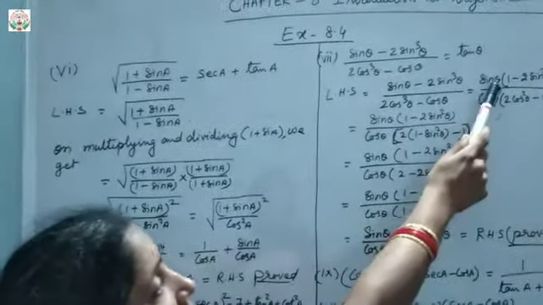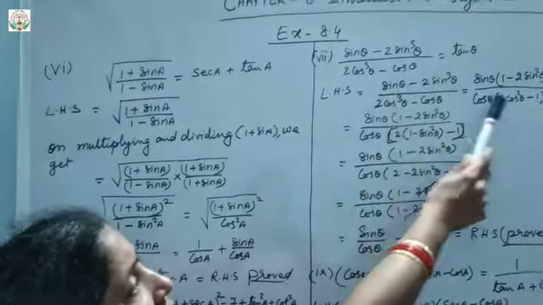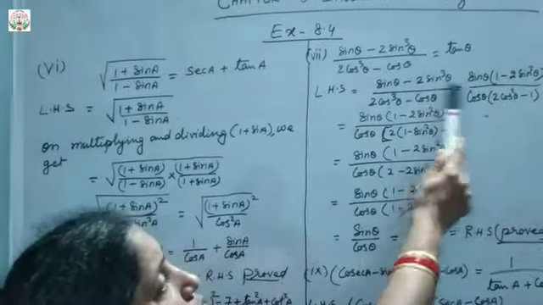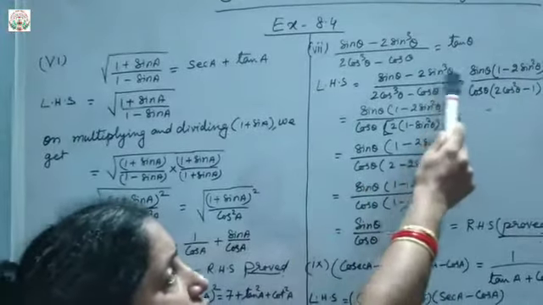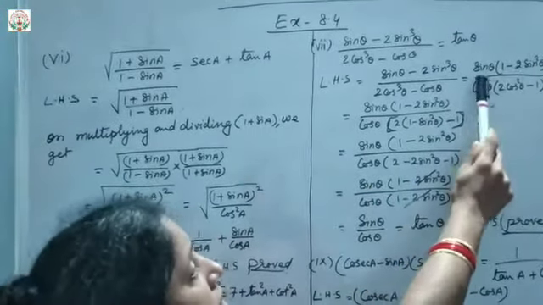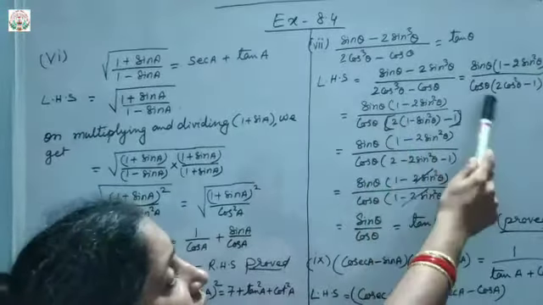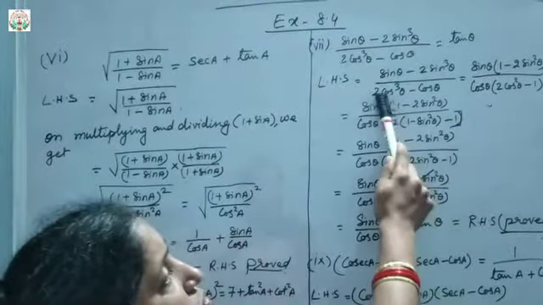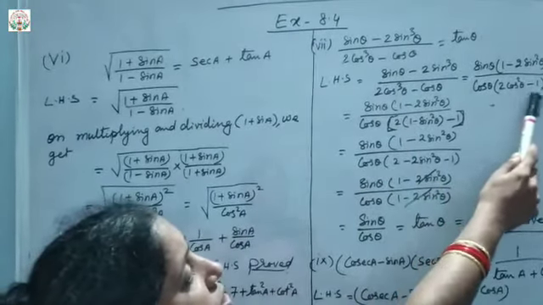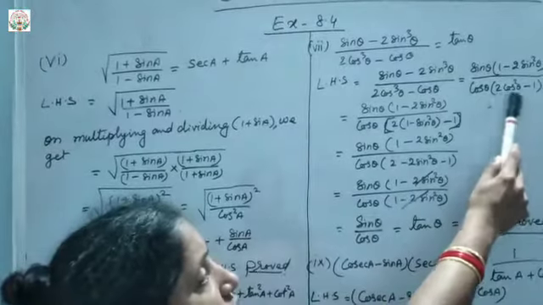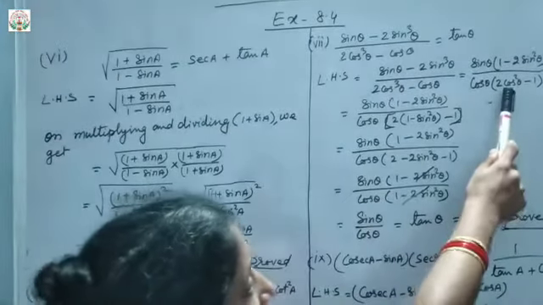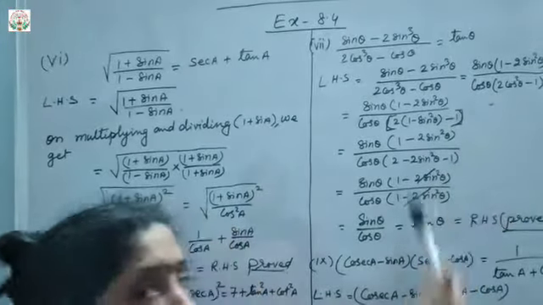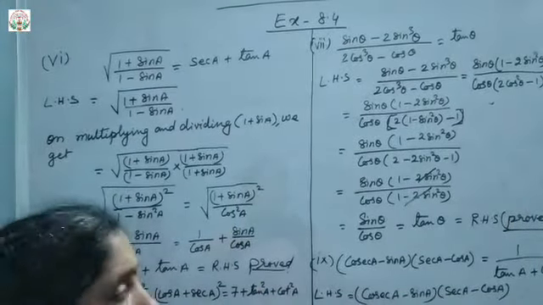So when we take sin theta as common, what is left here? That is 1 minus 2 sin square theta, because sin theta came out as common. Upon, here also you can take cos theta common. So what is left out? 2 cos square theta minus 1. Now this cos square theta, we know the formula, cos square theta equals 1 minus sin square theta. So here we will put the value 1 minus sin square theta.